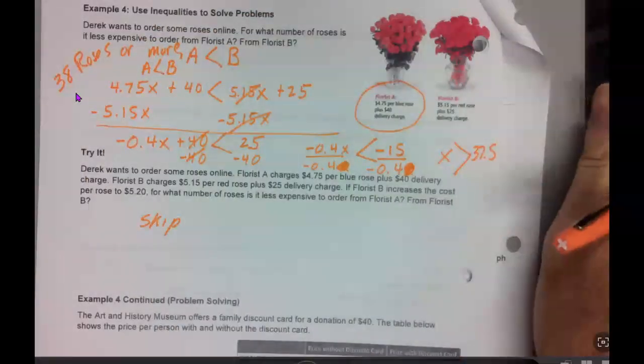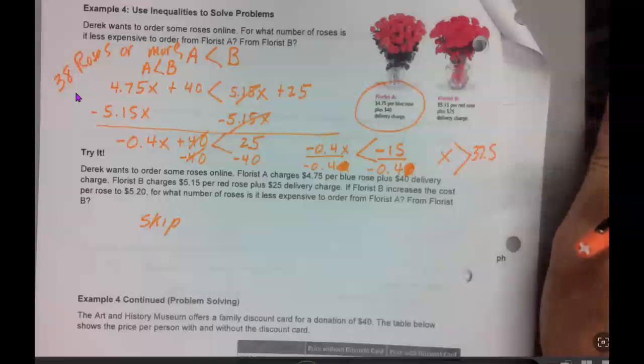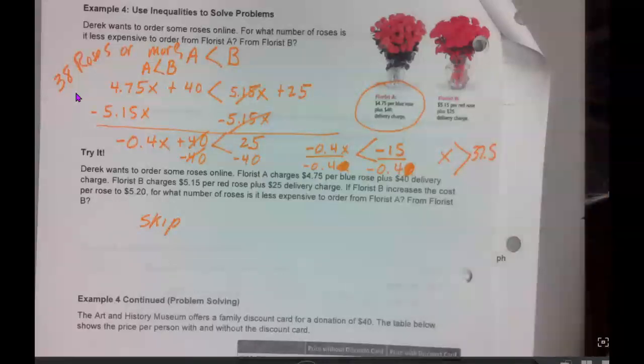What's the matter? I found it. Okay. So if they get 38 or more roses, A will be less than B, correct?